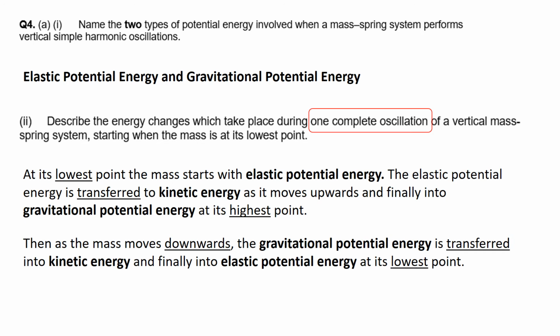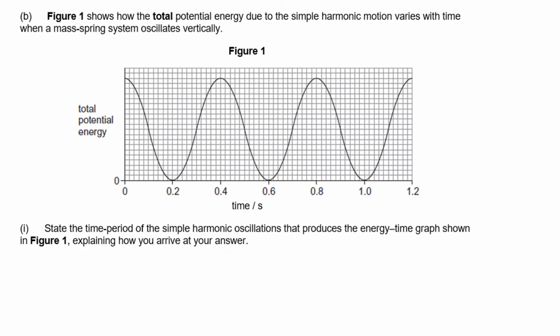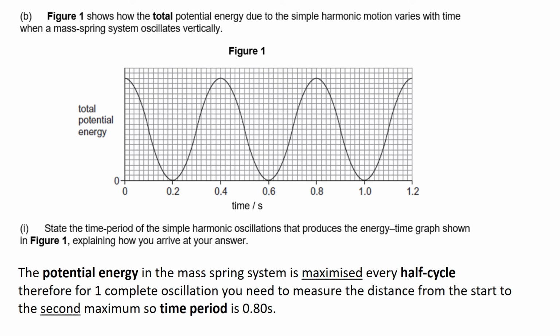Now we're going to look at this graph. You can see we've got total potential energy, so the sum of elastic potential energy and GPE essentially, and it wants us to identify the time period. Lots of people wrote 0.4 for this because they didn't think about it. During a full oscillation, we have 2 points at which the potential energy is maximized. So we need to find the distance from the start to the second peak to give us our time period, which would be 0.8 in this example here.